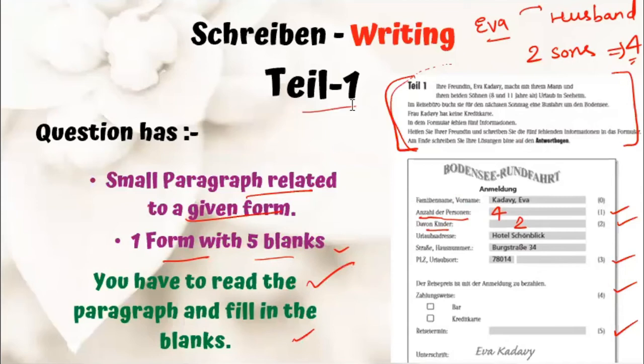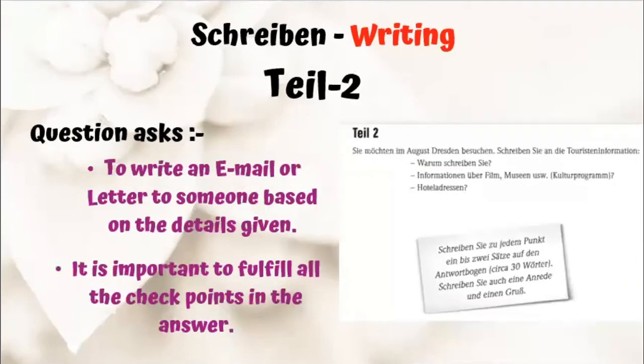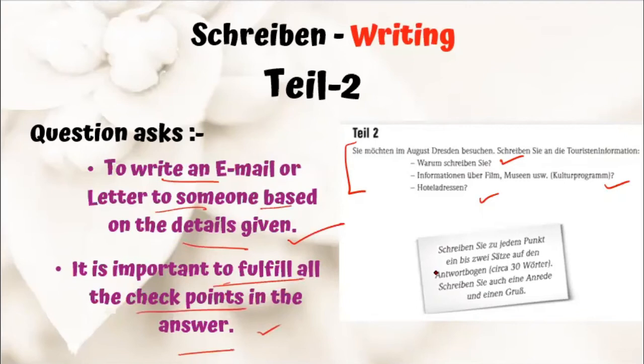For tile 2, you'll be given a condition with 3 checkpoints, and you have to write an email. What you have to write is an email or letter to someone based on the details given, and it is important to fulfill all the checkpoints in the answer. Okay.